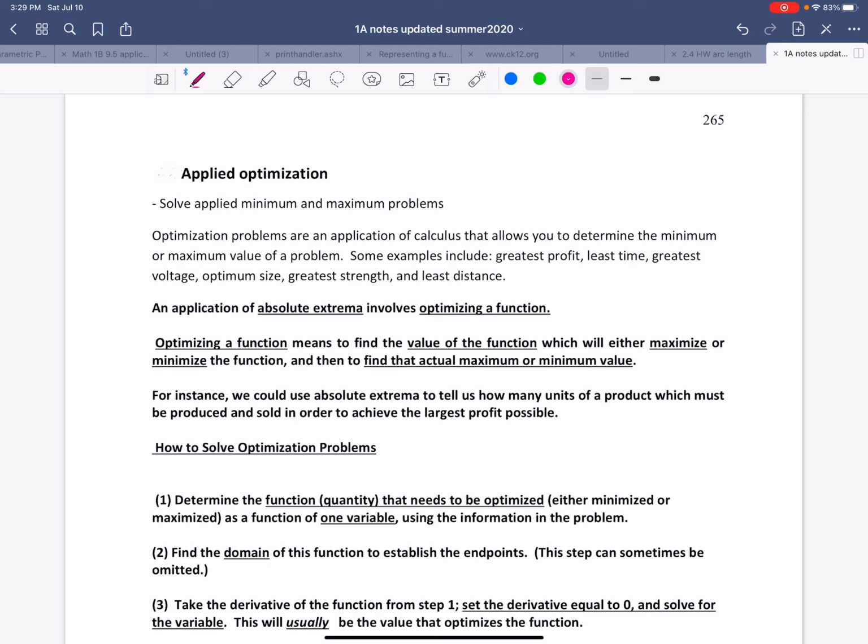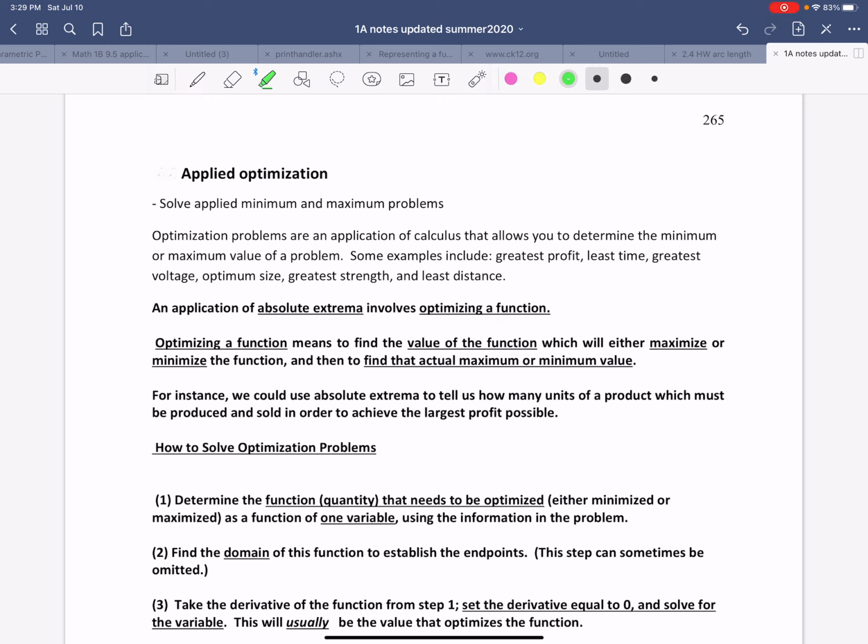Today we are going to look at optimization examples. Optimization is the real-life application of calculus where we want to maximize profit or minimize the material used, or whenever we want to maximize or minimize something, we would use optimization.